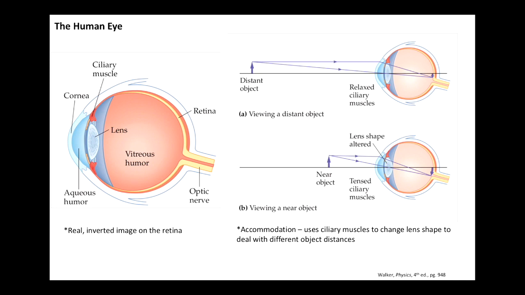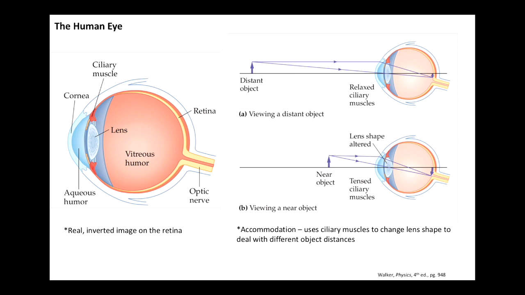As things get closer, the eye has to curve the lens more to make a smaller focal length, and it's just more work for the eye all around. So if something's far away, this is good and happy, but if something is close, it becomes more difficult.